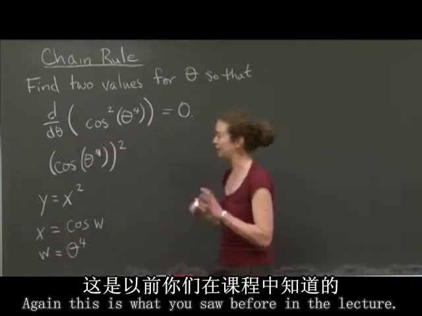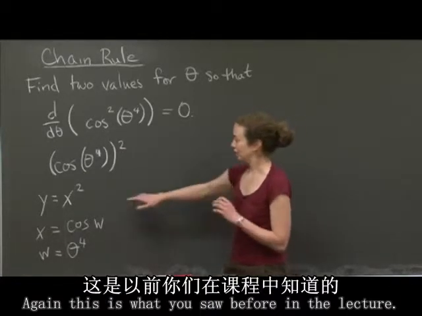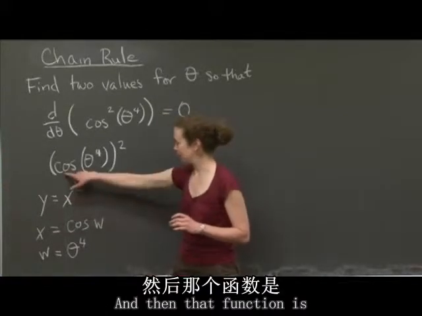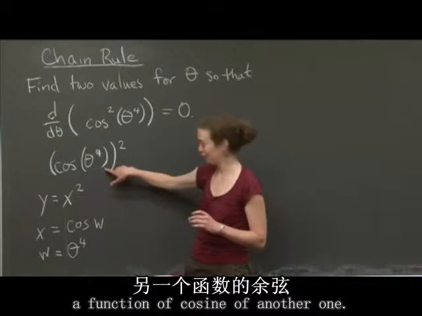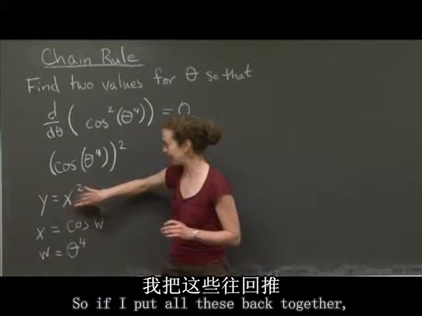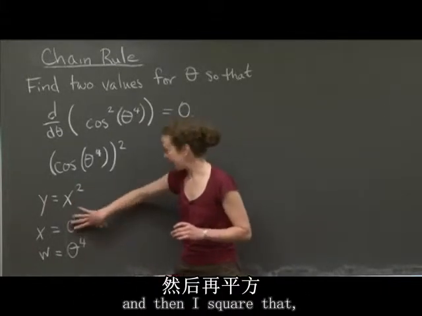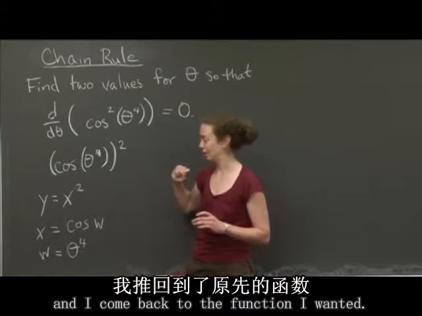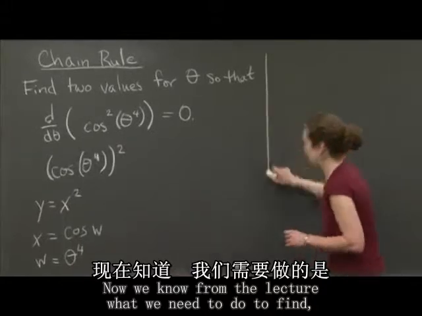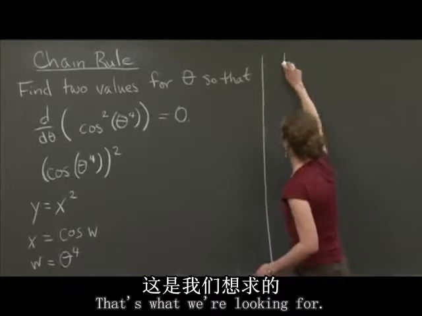OK, again, this is what you saw before in the lecture. So you write the outermost function, and then that function is a function of cosine of another one, cosine of w, and w is a function of theta to the fourth. So if I put all these back together, I have theta to the fourth in here, and then I square that, and I come back to the function I wanted. Now, we know from the lecture what we need to do to find essentially dy d theta. That's what we're looking for.